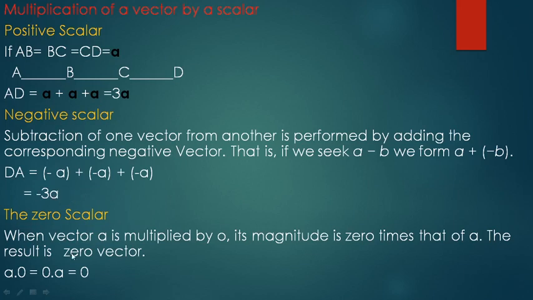The zero scalar: when a vector A is multiplied by 0, the magnitude is 0 times that of A, then the result is the zero vector. So the zero scalar gives a zero vector. So A times 0 equals the zero vector. That is what we call a zero scalar. A zero scalar multiplied by a vector gives a zero vector.